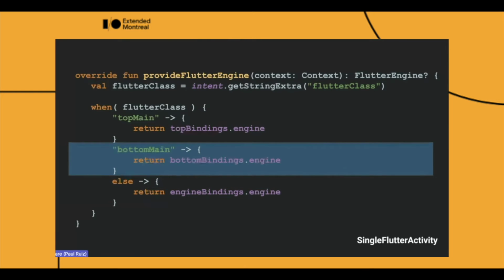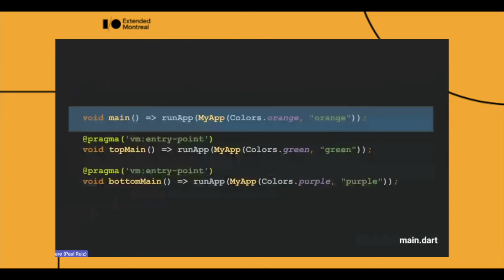So I'm going to just scroll back for a second here. So bottom main is actually this one that has the purple coloring. You'll see why they're called top main and bottom main. I was actually running two of these on the same screen for a while, and then I made them their own entry points. But again, it's just going to be starting up the purple one using that entry point.